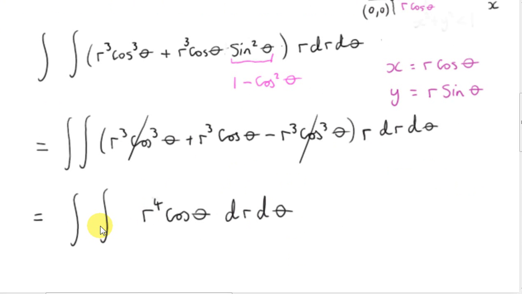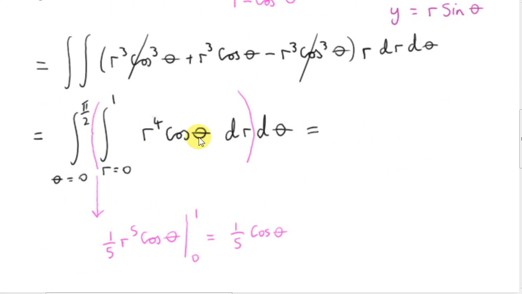Now let's consider the limits. Well, we're dealing with a quarter circle of radius 1, so r runs from 0 to 1, and angle theta runs from 0 to pi over 2 radians. So we integrate r to the 4 cos theta with respect to r, so theta is treated as a constant. So we get a fifth r to the 5 cos theta, plug 1 in for r to get a fifth cos theta, plug 0 in to get 0.